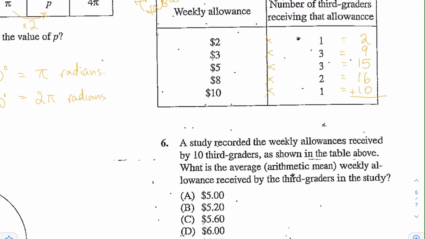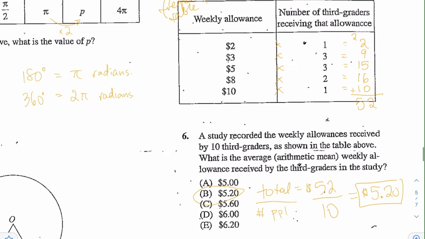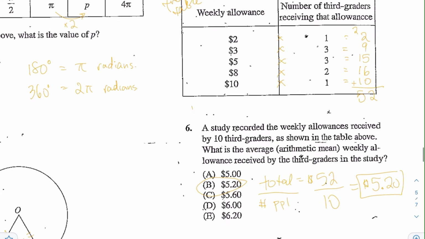So if you add everything up, this would be 22. So the total will be $52. And then the total number of people is 3 plus 3, which is 6, 7, 8, 9, 10. So when you do 52 divided by 10, you get $5.20. This is choice B. This is also how you calculate a weighted average.